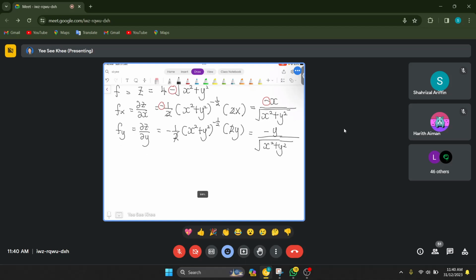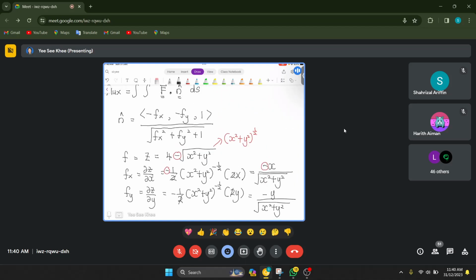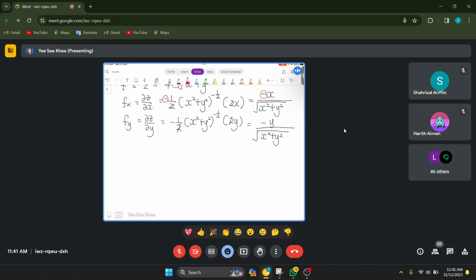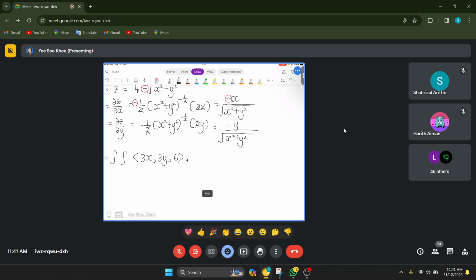Now, I have all the fx, fy, right? So this one settle. All right, so now let's put the whole thing into this flux. Okay, let's put it here. So the flux coming out from the surface will be a double integral, and the F here is (3x, 3y, 6). This is a vector, dot product with the unit vector n.